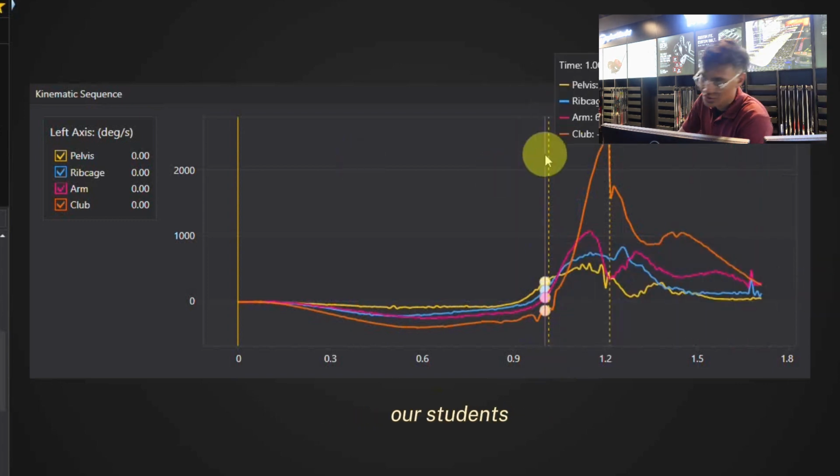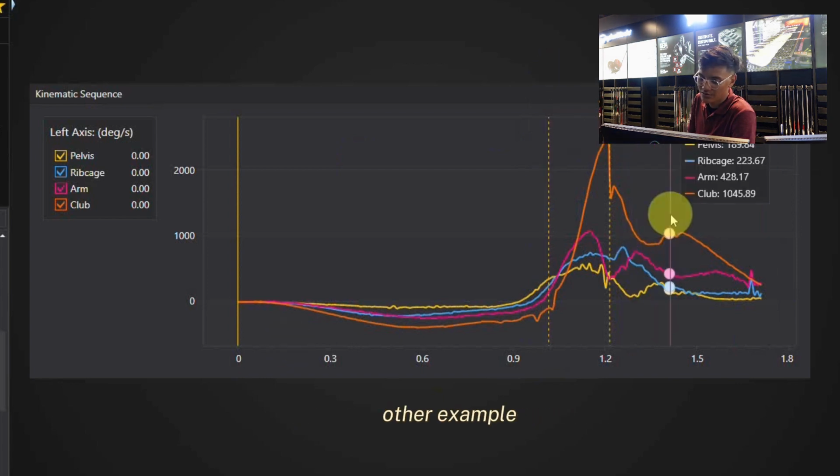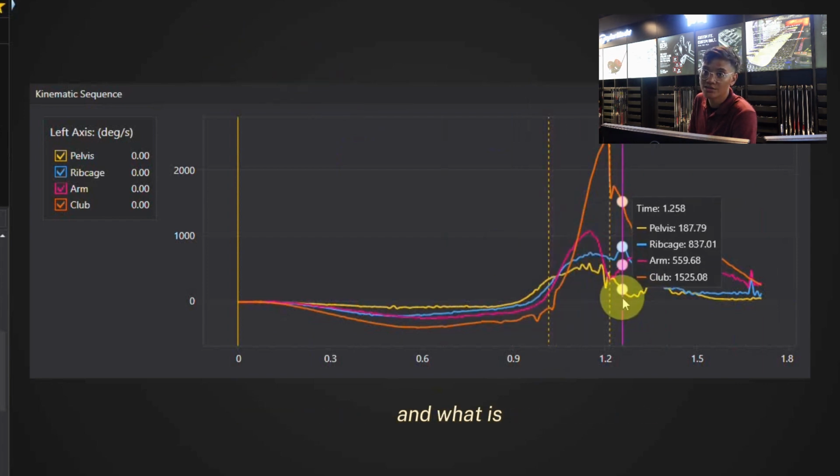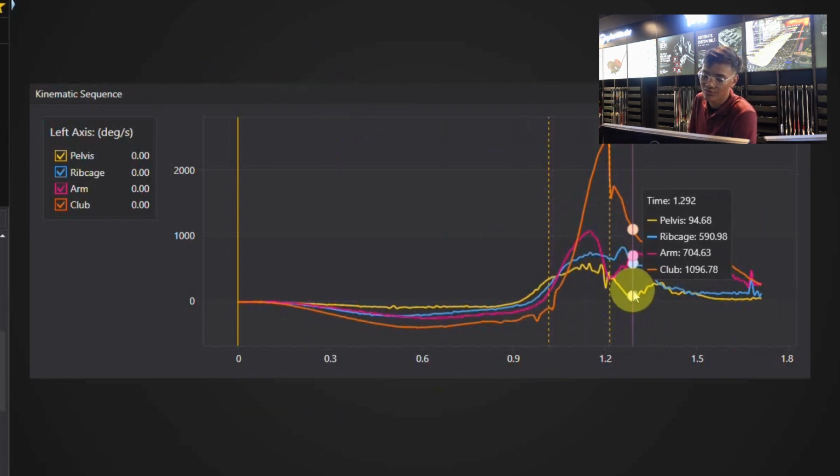And this is how we help our students. Now I'm going to show you the other things that we see with the kinematic sequence. I'm going to show you one other example, one of my students, to show you what his kinematic sequence looks like, what is not so good, and how to improve from there. Alright.